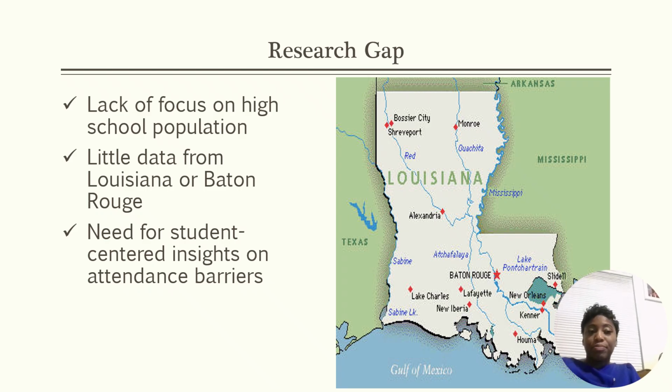The research gap: lack of focus on the high school population, little data from Louisiana or Baton Rouge, and a need for student-centered insights on attendance barriers. Again, they need to focus more on high school because the graduation rate is dropping. We don't have that much data from Louisiana or Baton Rouge. So we need more research where people can interview the kids to learn the barriers they're having or why they're not coming to school.